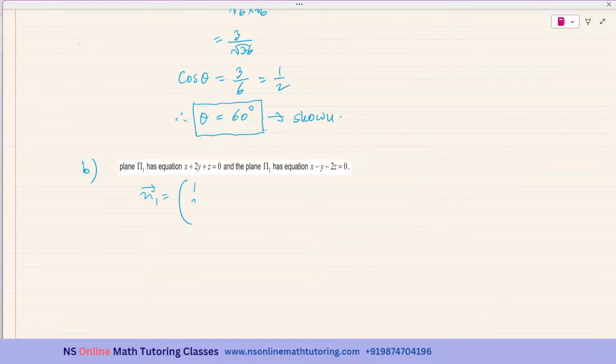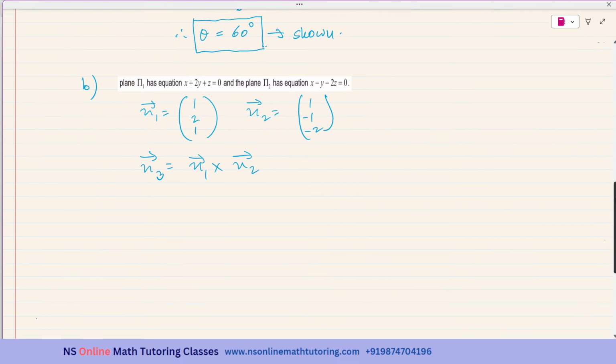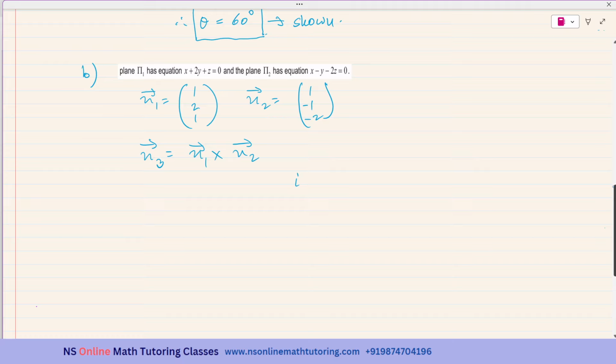n1 is equal to 1, 2, 1, and n2 is equal to 1, -1 and -2. Okay, and we need n3. n3 will be equal to n1 cross n2. So let us do the cross product. i, j, k, and 1, 2, 1, and 1, -1 and -2.